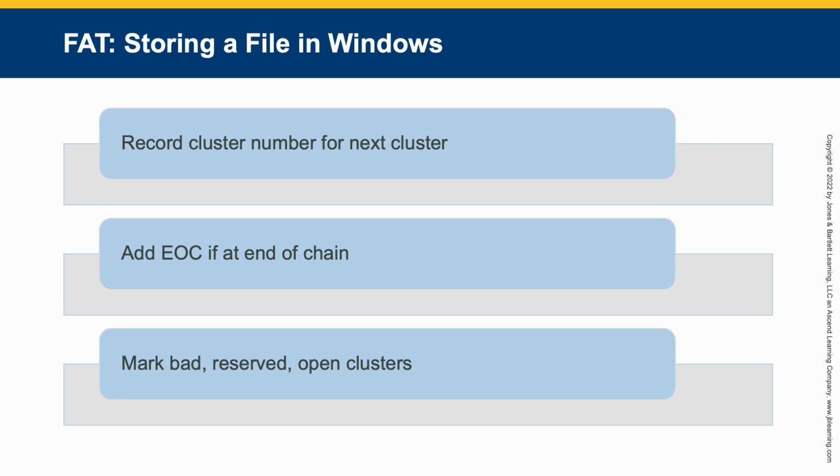FAT storing a file in Windows: record the cluster number for the next cluster, add EOC if at the end of the chain, and mark bad, reserved, and open clusters.